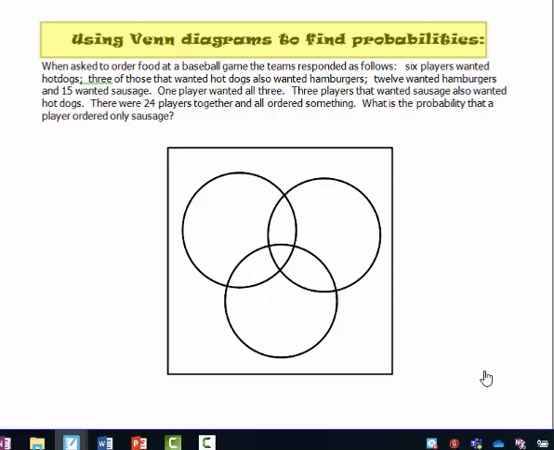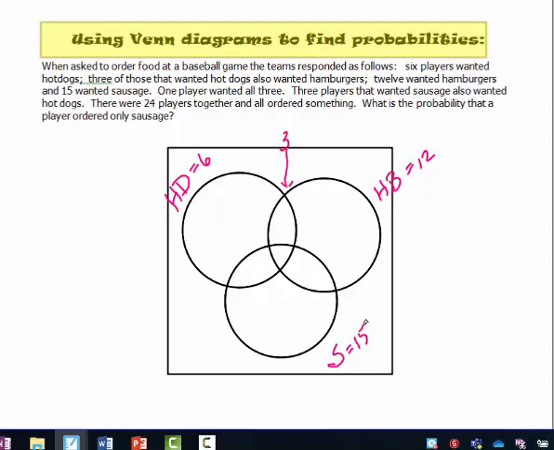We have hot dogs, we have hamburgers, and we have sausage. We know that 6 players wanted hot dogs, so hot dogs altogether should be 6. We also know 3 of those that wanted hot dogs also wanted hamburgers, so this whole section here should be 3. We know that 12 wanted hamburgers, and 15 wanted sausage. Now notice I'm not putting those in the circles because I don't know about the overlap.